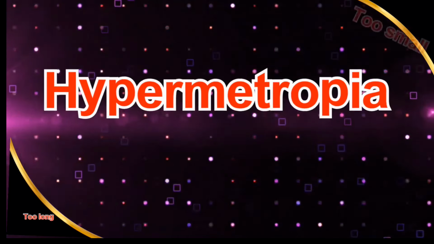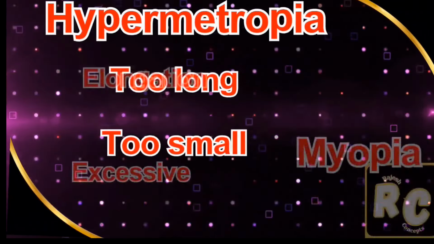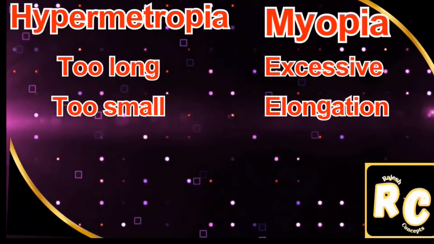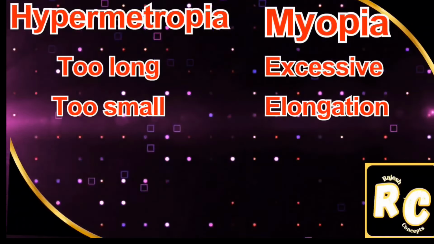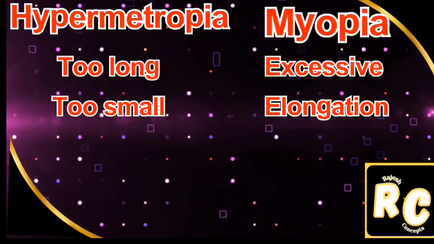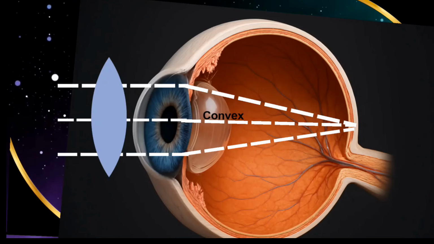And here the focal length of the eye lens is too long and the eyeball is too small, whereas in myopia, it is excessive curvature and elongation. So these are the main causes which you have to remember. And for correction, hypermetropia is corrected by using a convex lens.